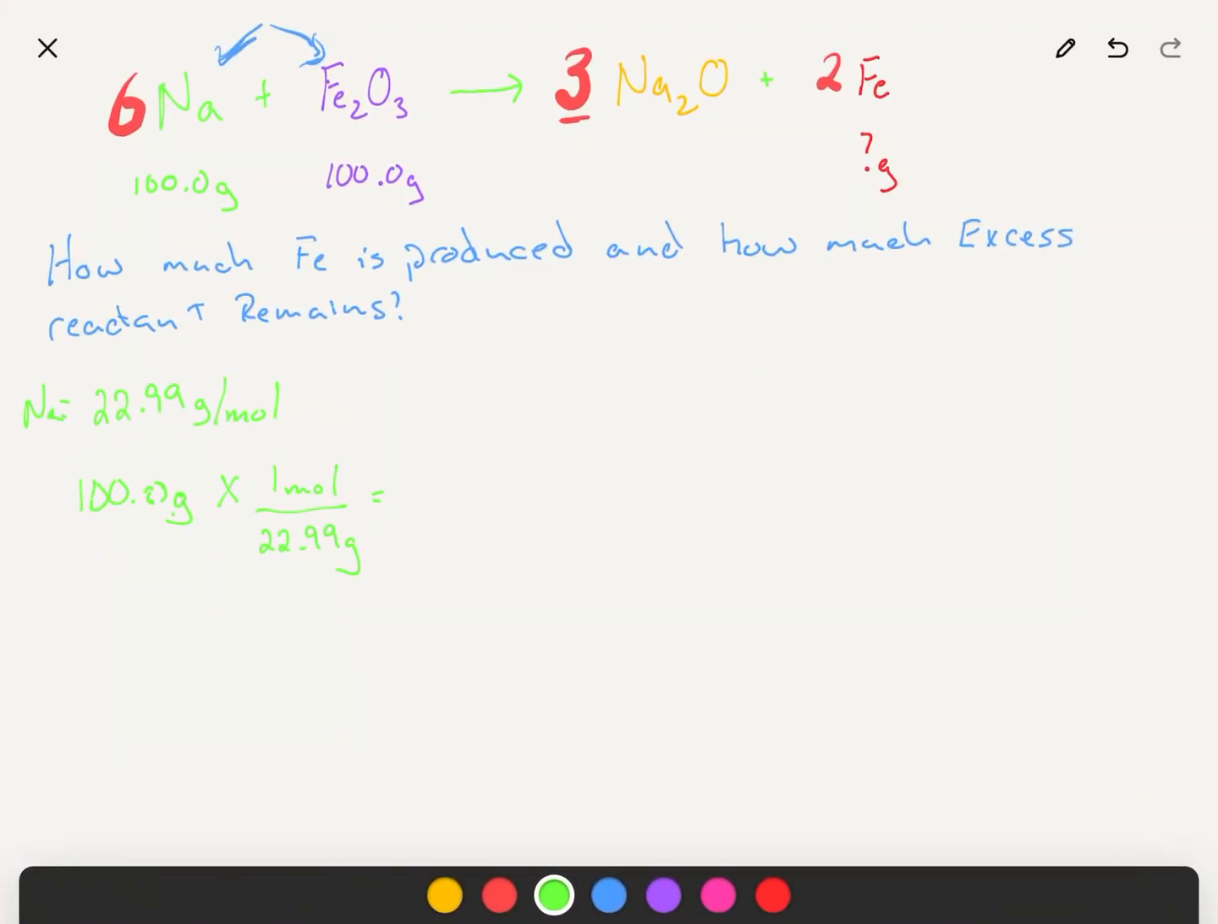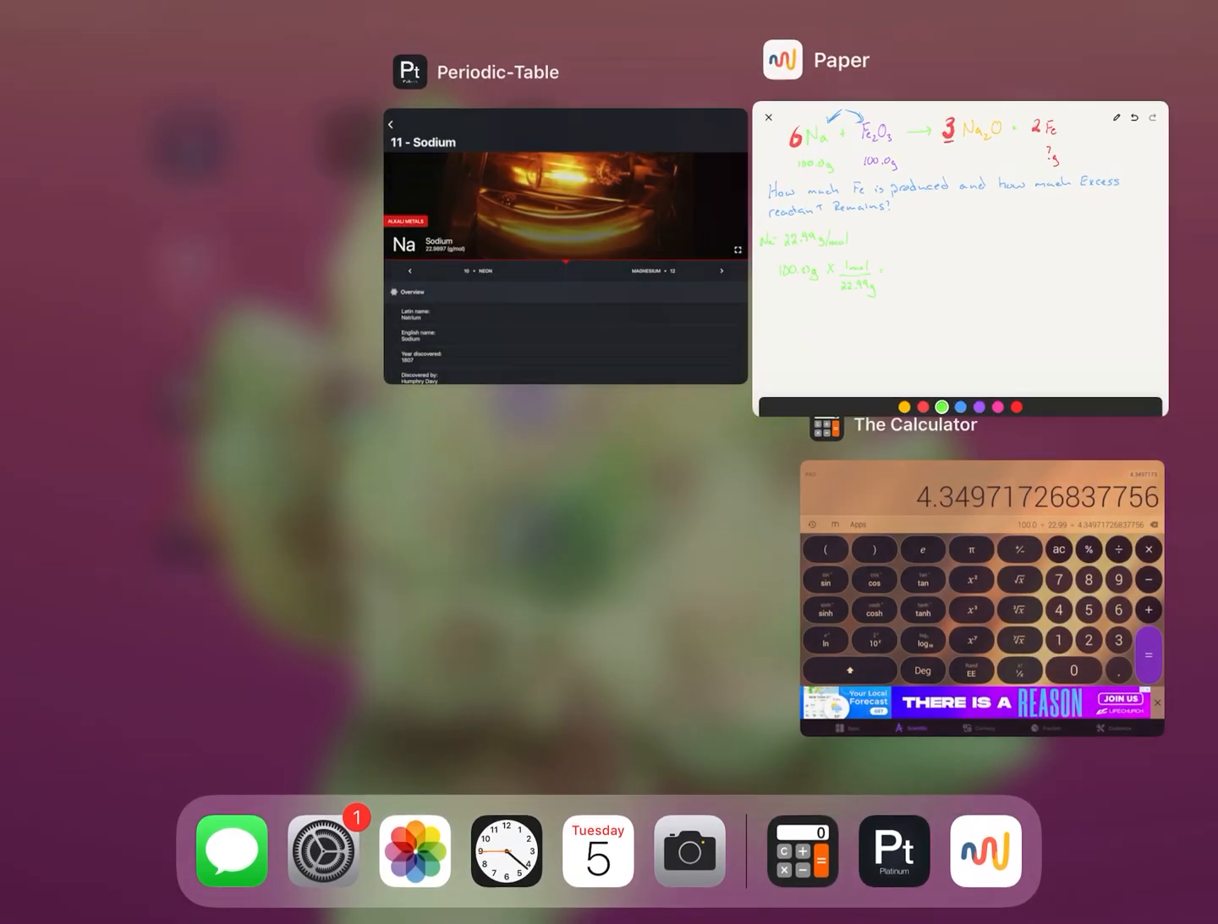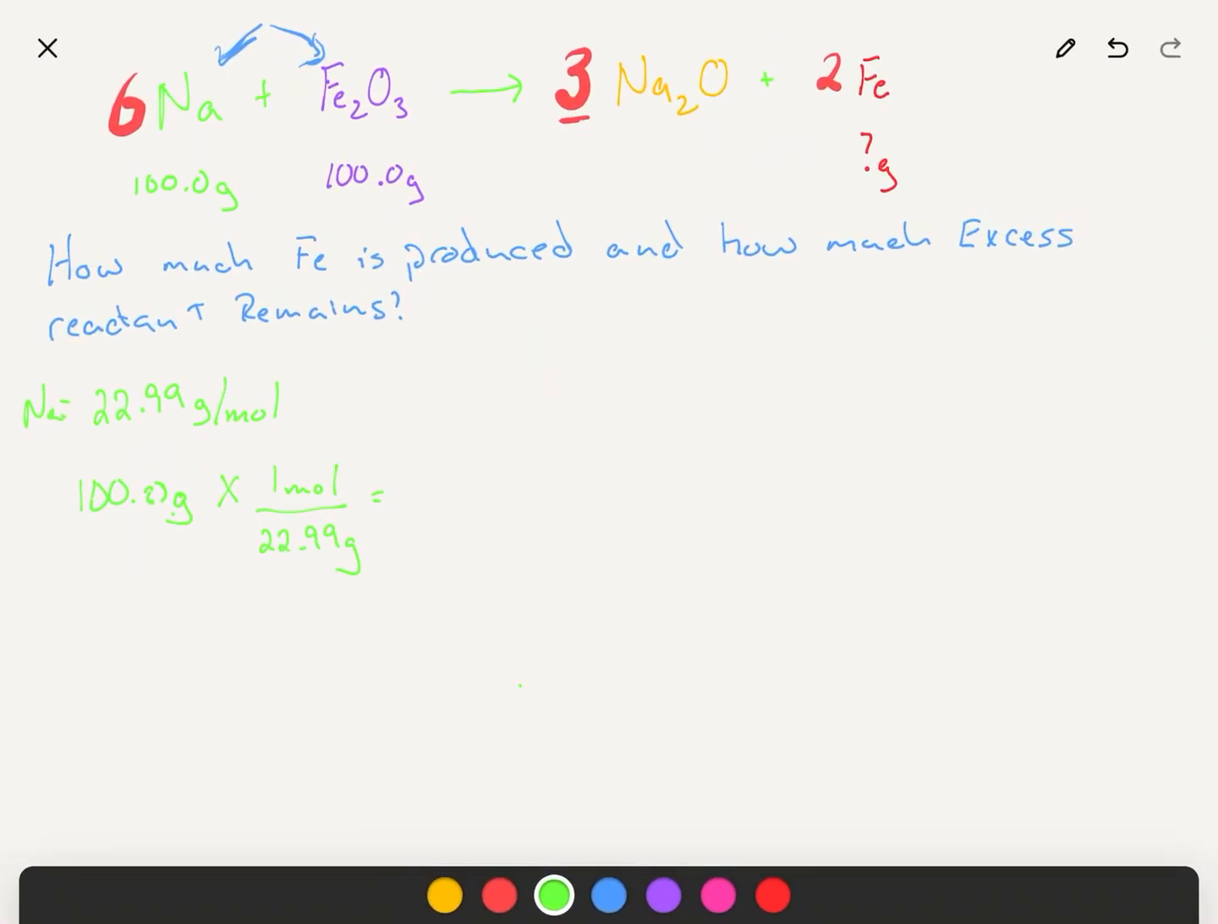I need more significant figures than that. Let's call it 4.3497 moles of sodium to begin with.